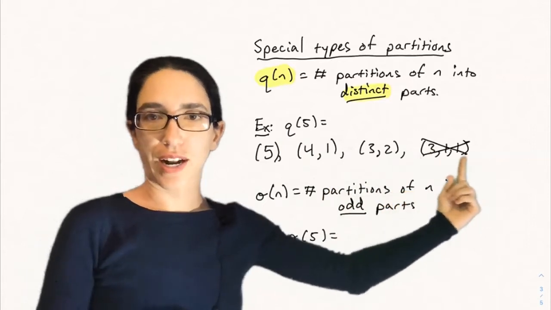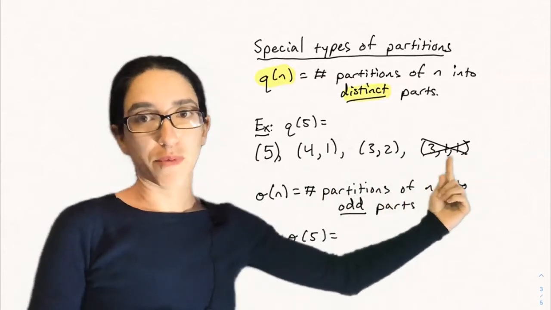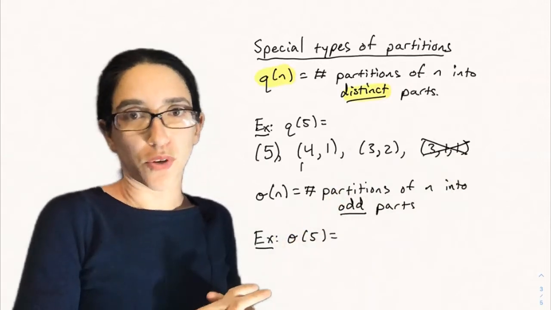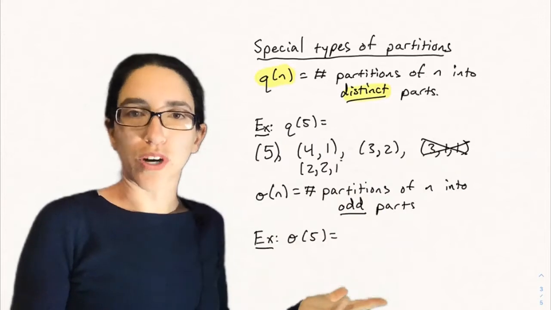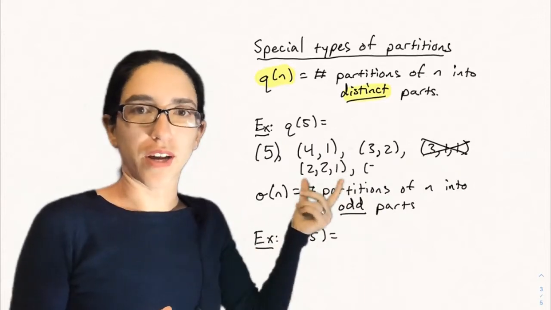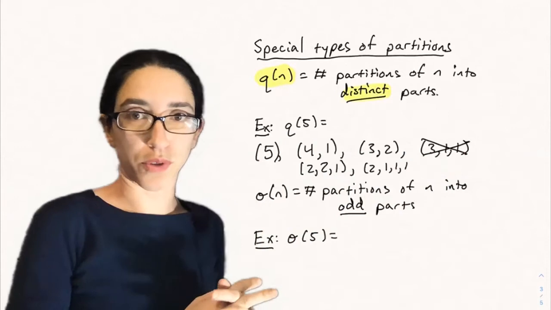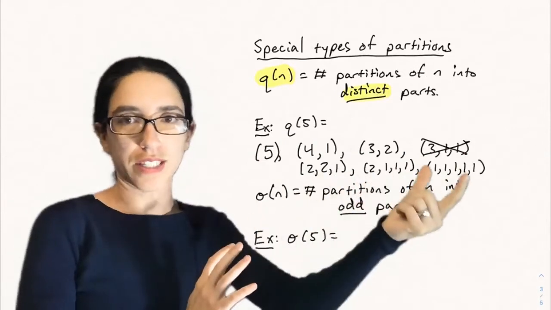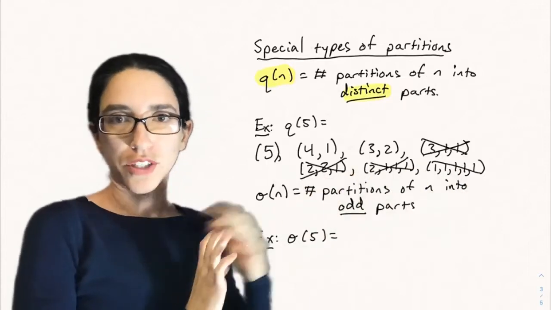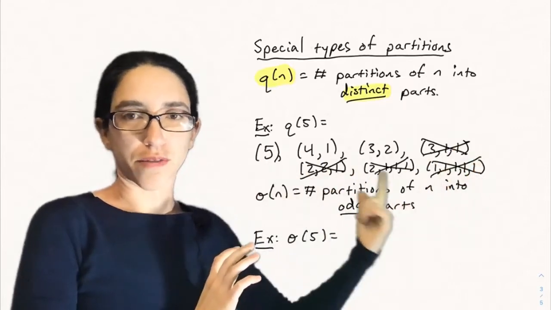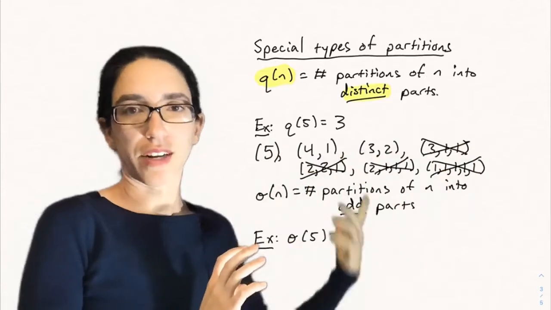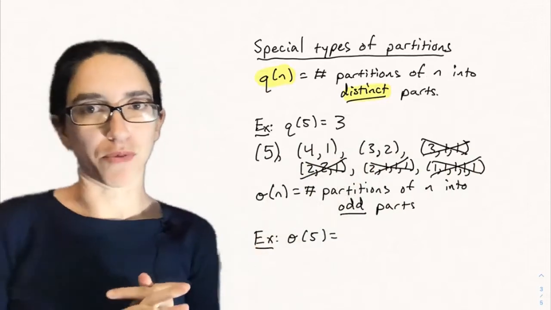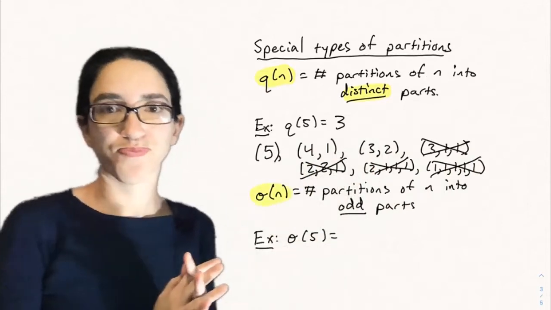Indeed, just to check, let's write out all the other partitions of 5. 3, 1, 1 doesn't work because there's two ones. You also could have things like 2, 2, 1. 2 + 2 + 1 is 5, but that has two twos in it, so we also don't use that one. 2, 1, 1, 1 is no good. There's more than one one, and obviously all ones is too much. So we wrote out the 7 partitions of 5 here. So P of 5 is 7, but Q of 5 is only 3, because only 3 of them survive if we get rid of all the duplicates.